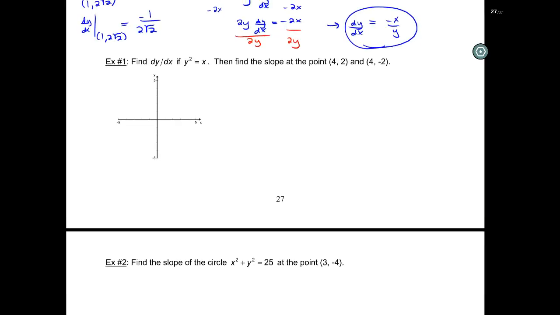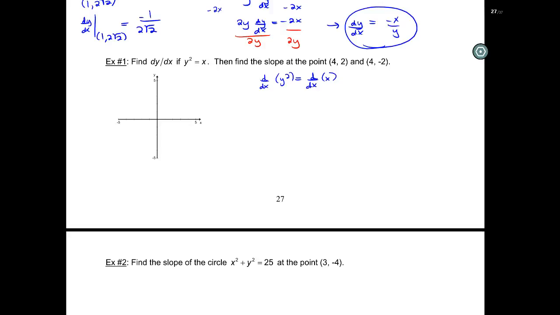All right, example 1, we want to find dy/dx if y squared equals x. Again, I'm not going to try to isolate y. If you can easily isolate y and then do the derivative like we had originally learned, then that's fine. But here, when I take the square root of both sides, I have a plus or a minus. It just gets real messy.